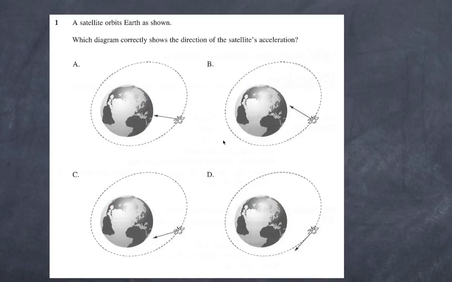Let's start now with the multiple choice section of the paper. So let's start with question number 1. A satellite orbits Earth as shown. Which diagram correctly shows the direction of the satellite's acceleration?